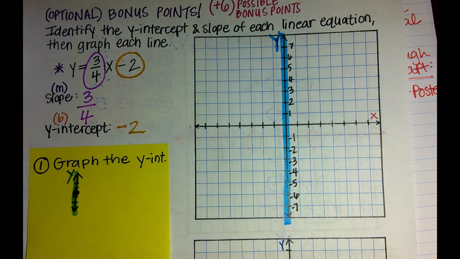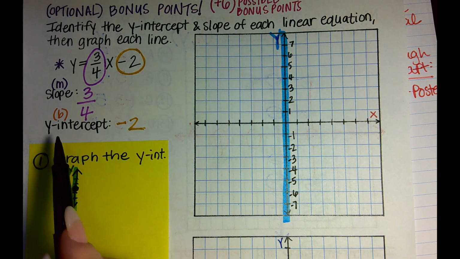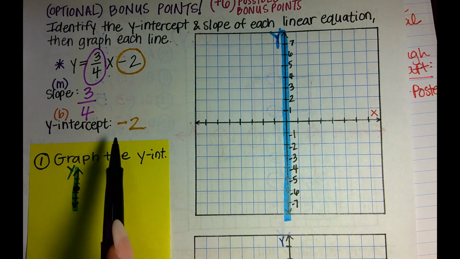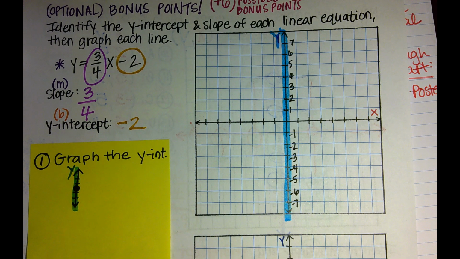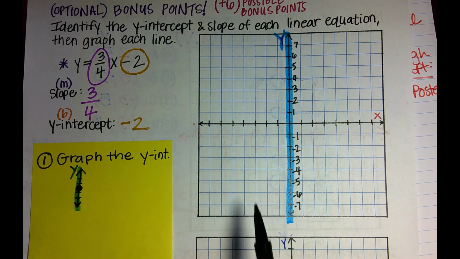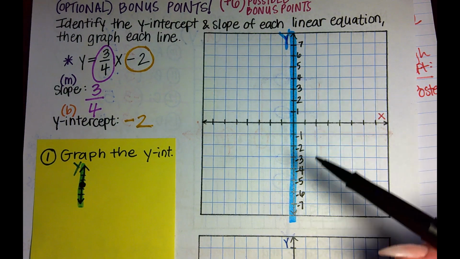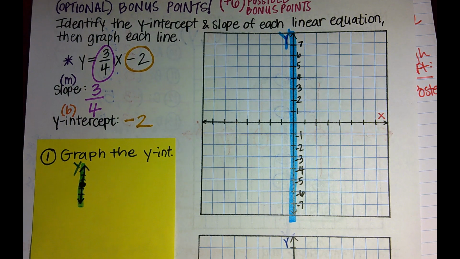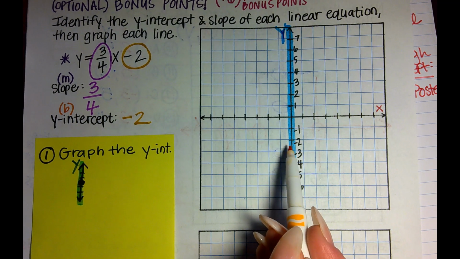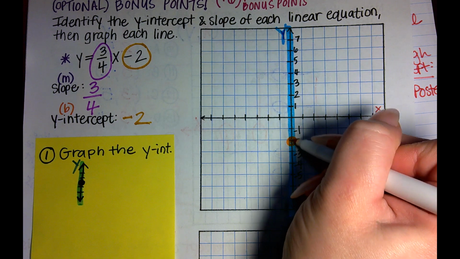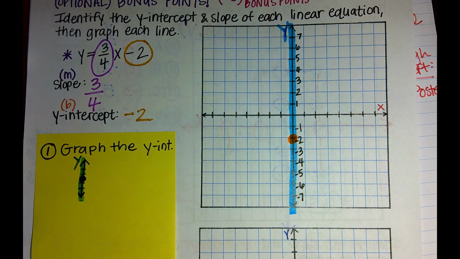So, to graph the y-intercept, I need to find where is -2 on the y-axis. Is it above the line or below the line? Below, good. So I'm going to go down to -2. And that is my first point.